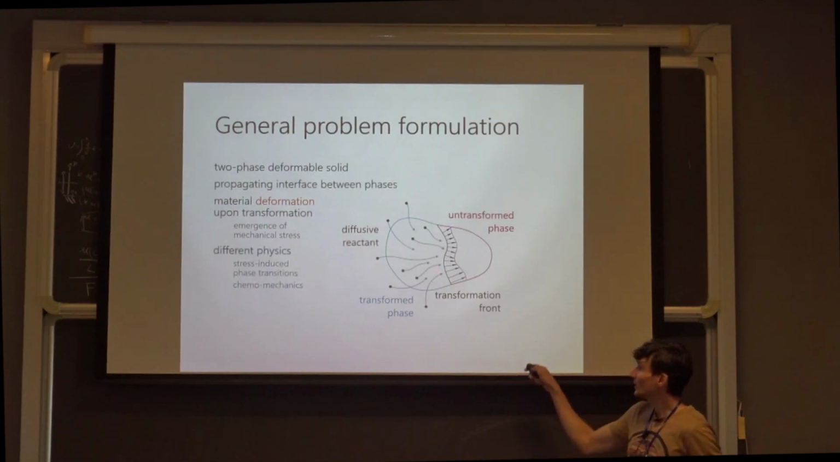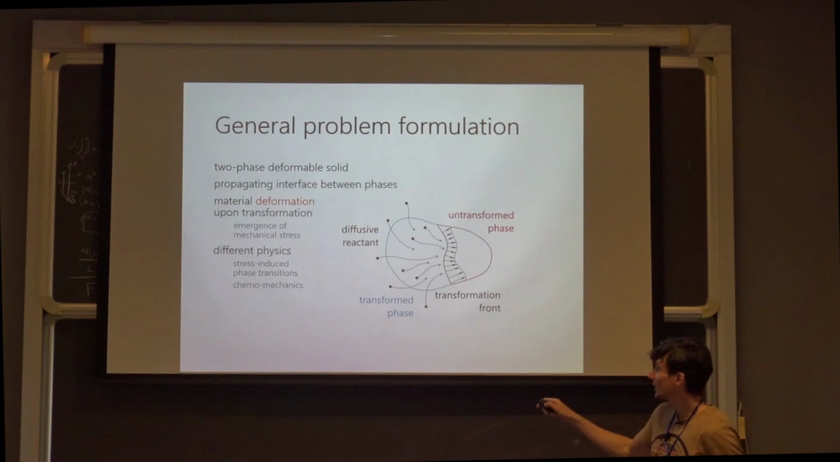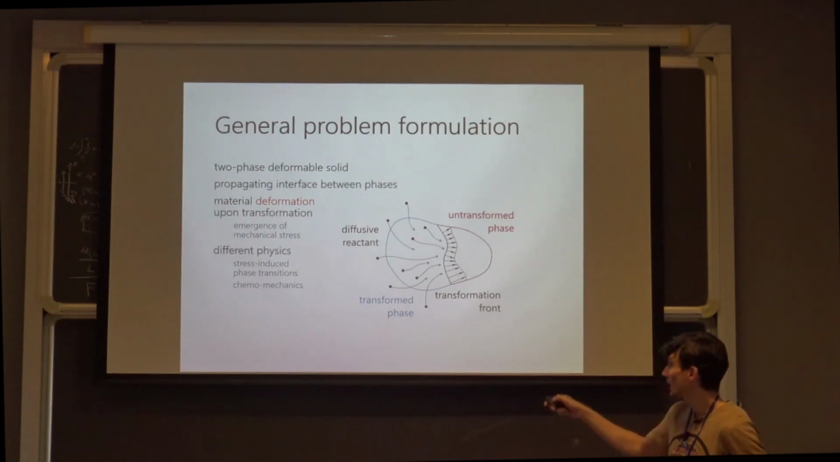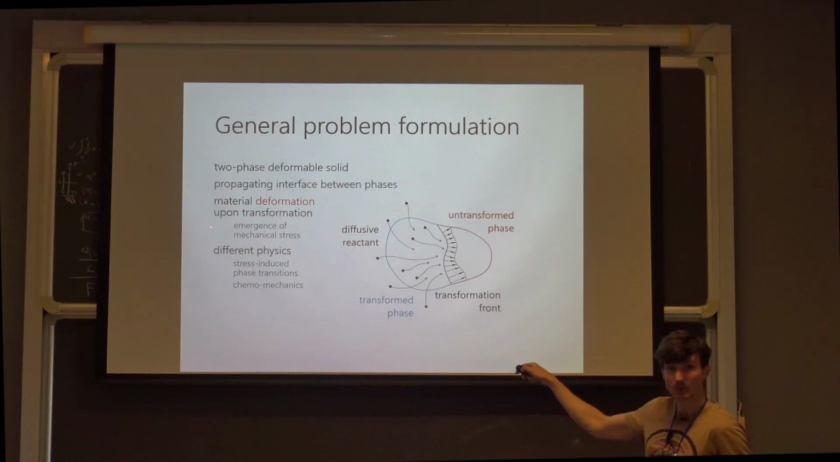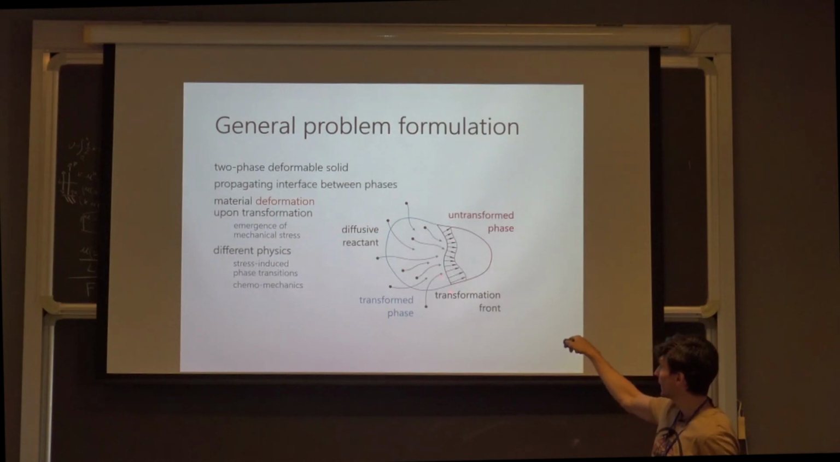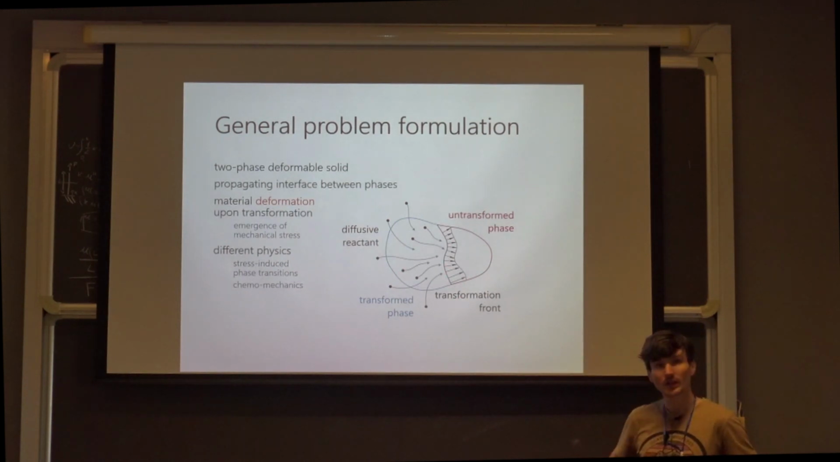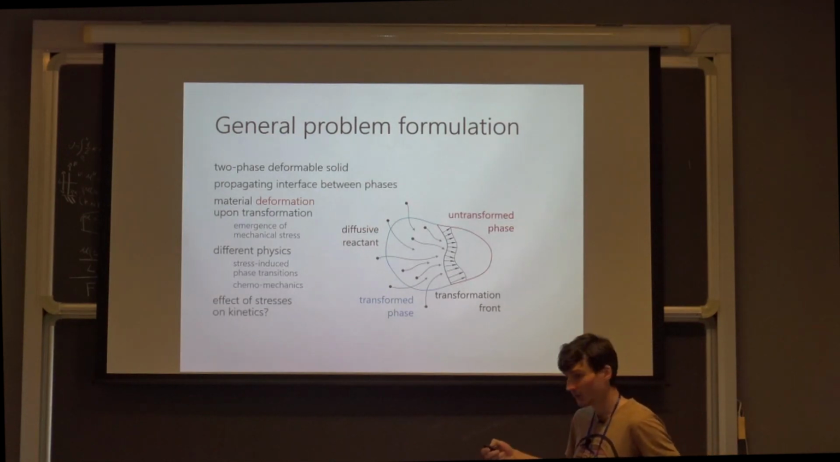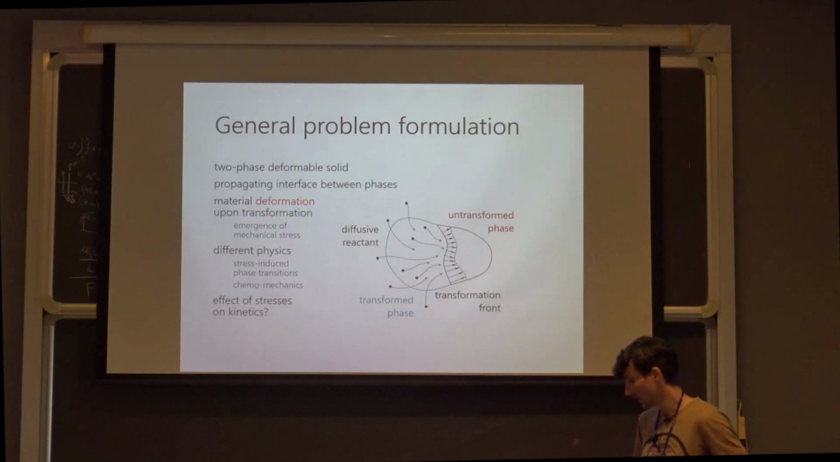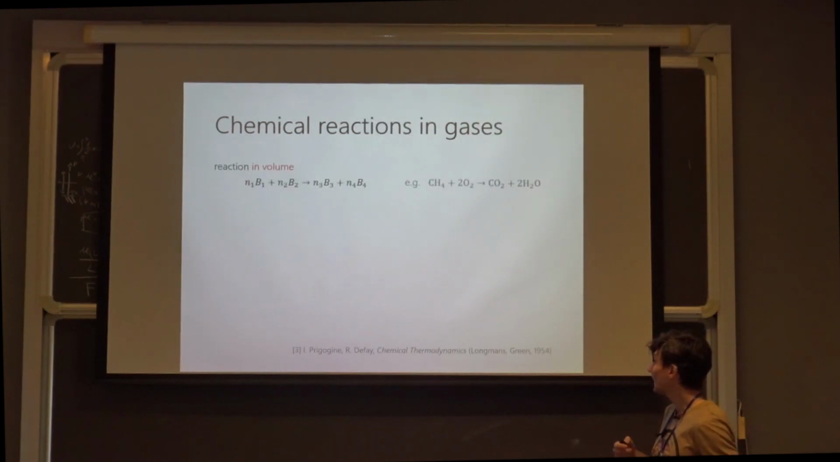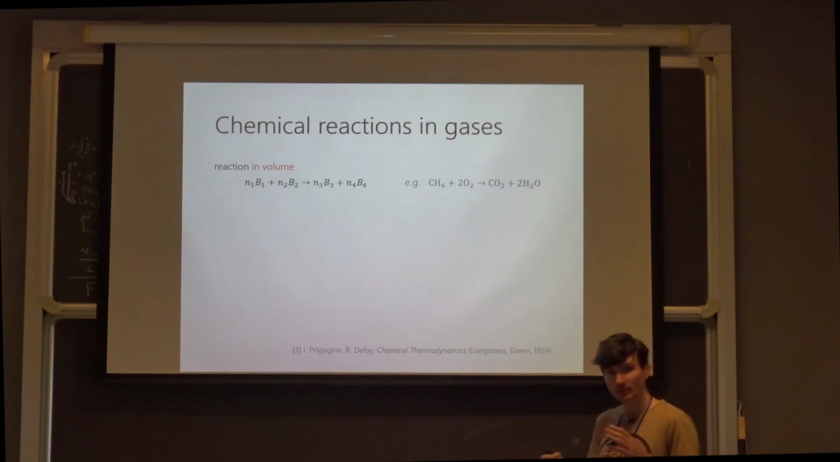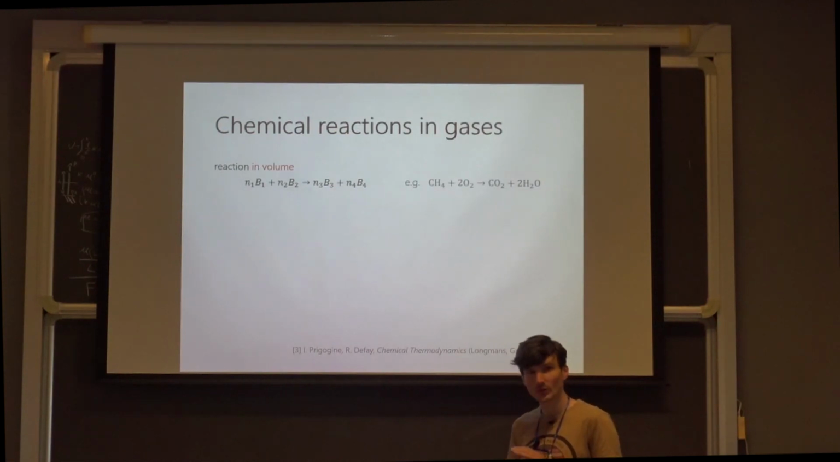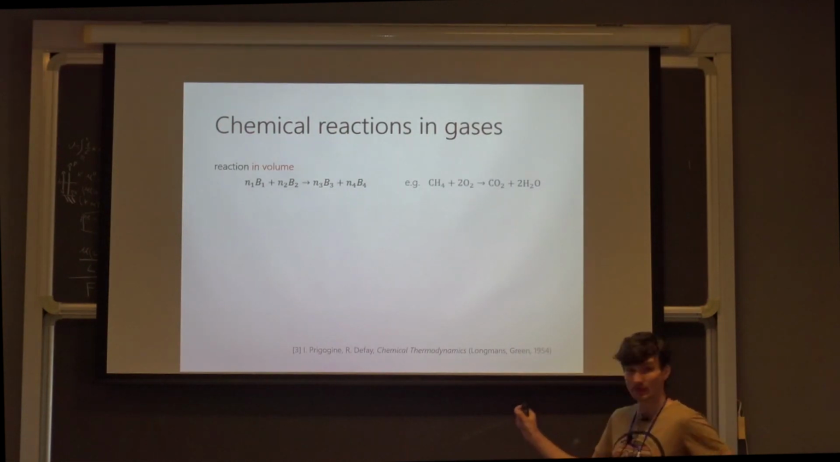So this kind of picture can describe different physics. We can describe stress-induced phase transitions, or if we also add a diffusive reactant which diffuses through the transformed phase and participates in the chemical reaction front, we can describe chemomechanics. And the key physical question is what's the influence of stresses in this case? I need to introduce a couple of things from classical chemical thermodynamics. I'm sure that most of you know these things, but for those who don't know, I will just introduce them on this specific slide.